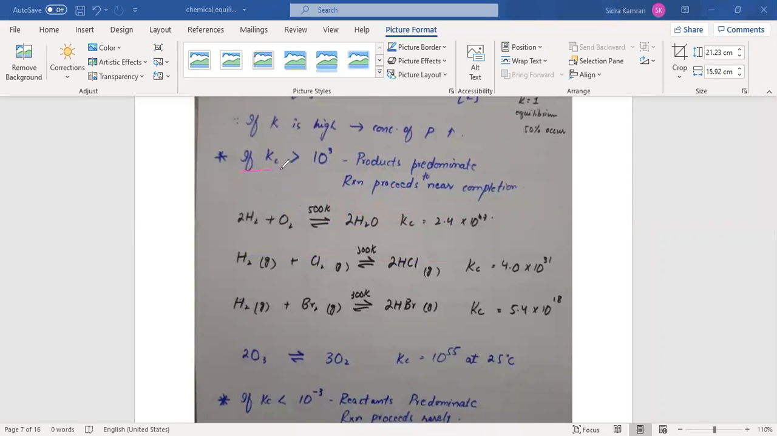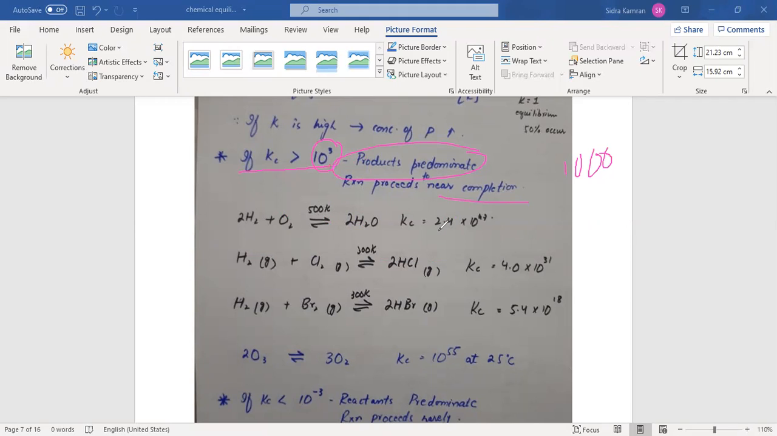If the equilibrium constant is greater than 10 raised to the power 3, which is 1000, that is, if Kc is greater than 10^3, then products predominate and the reaction proceeds near to completion. Products are more formed.